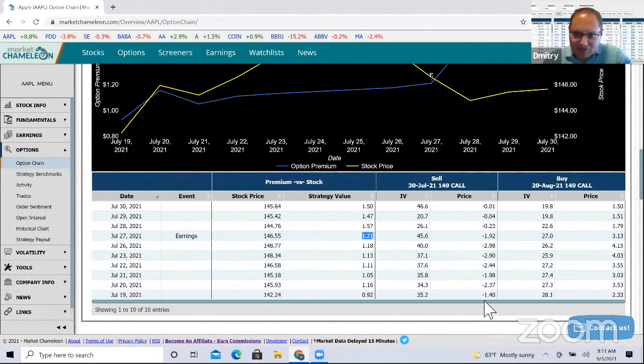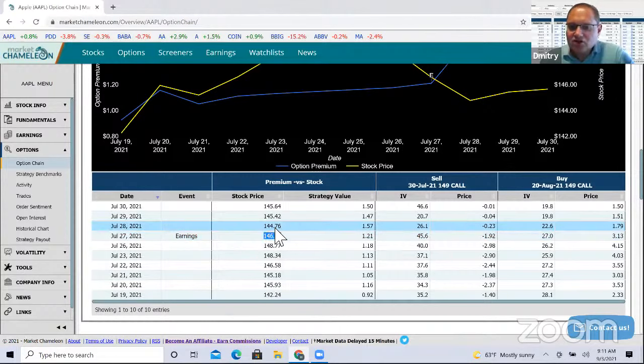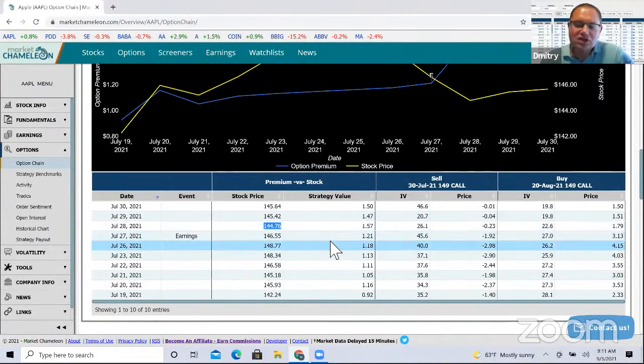What happened the day after? So the day after earnings were reported, the stock reacted to the news. It looks here like the stock closed at 146.55 and dropped to 144.76. So it was kind of muted. It wasn't a big move, right? That's not a very big move after reporting earnings.